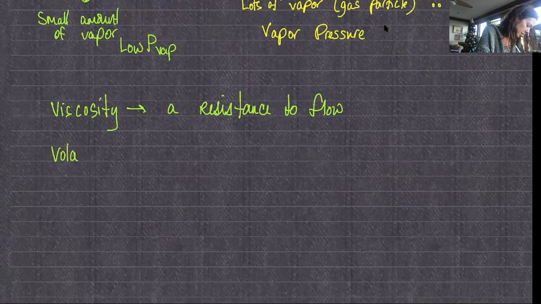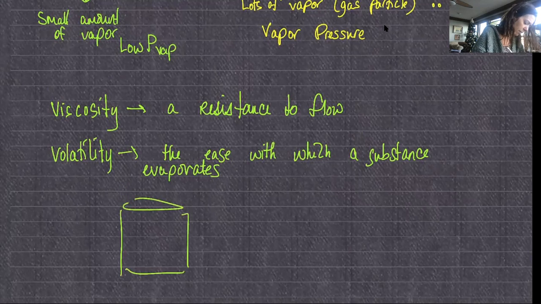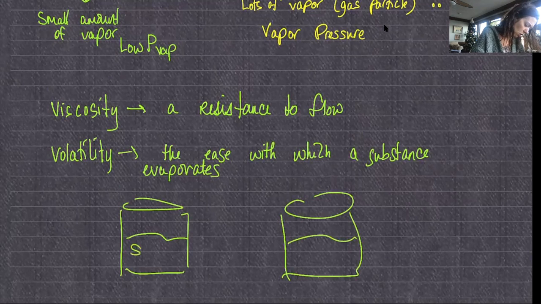And volatility, last word, is the ease with which a substance evaporates, a liquid evaporates, right? So if you have, let's say, strong IMFs, this time we don't have a closed system, right? Well, if we have strong IMFs, what does that say about us?